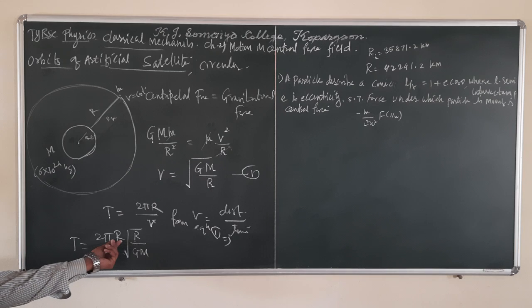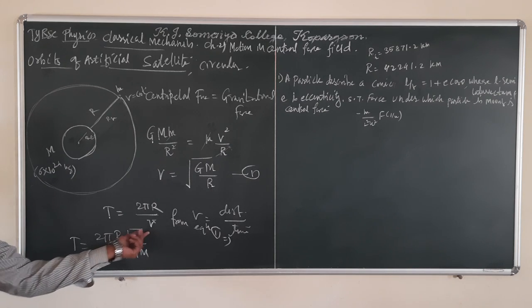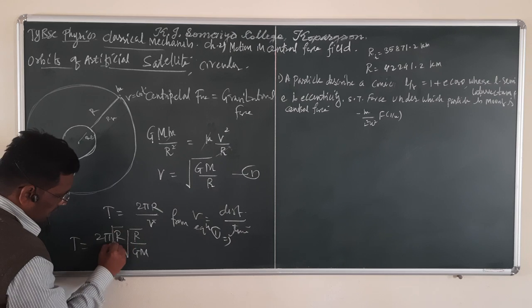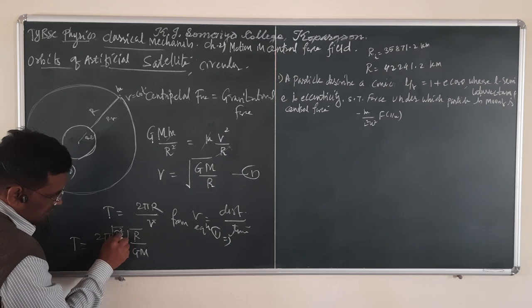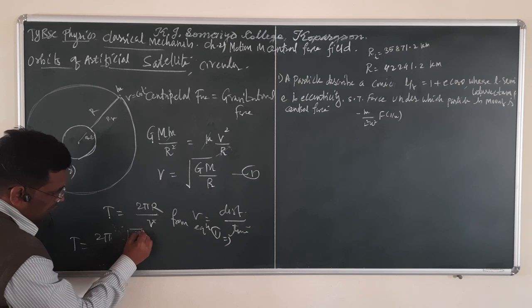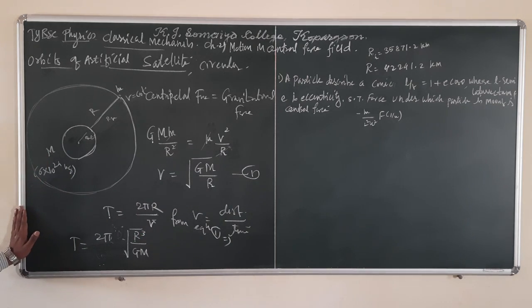Now if you take this r into this square root, that will become r square. So you can write this r as r square, and then this r square and r will finally become r cube in the square root.